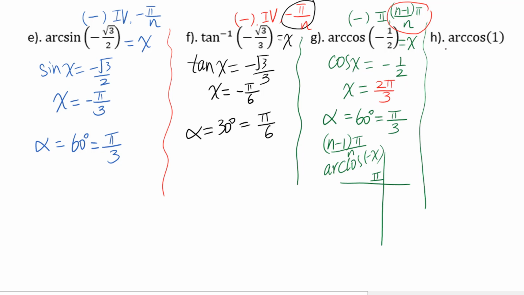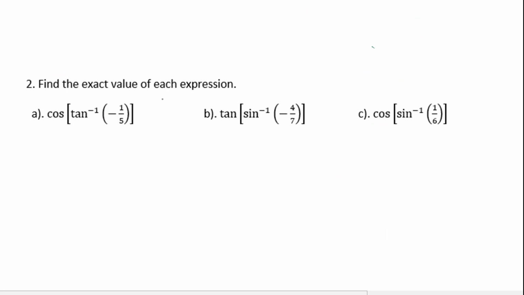Let's go to H, arc cosine 1. This is a quadrantal angle. So you see here is 1, and the angle is 0. You will see arc cosine 1 equals 0. Let's go to number 2. Find the exact value of each expression.